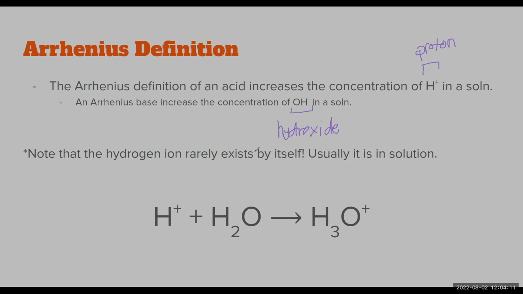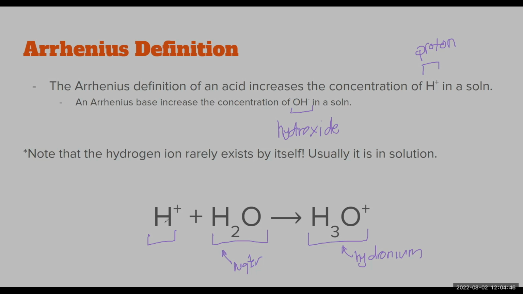And so when we write these ions of H plus and OH minus, I should mention that the hydrogen ion almost never actually exists by itself. It is usually going to be in solution. You can see this little reaction down here. We can see the H plus reacting with H2O to get us H3O plus. This is going to be the hydronium. And H2O is just water.